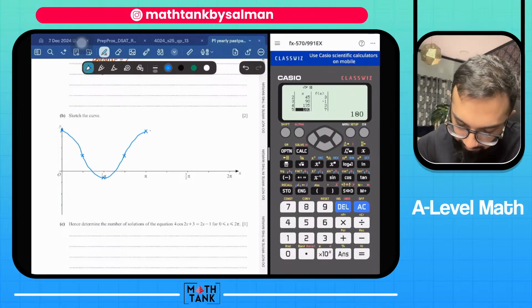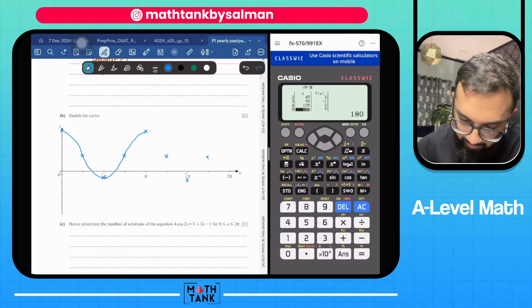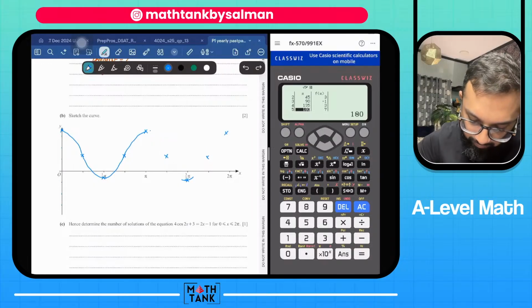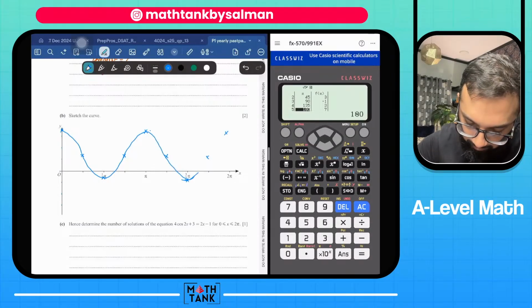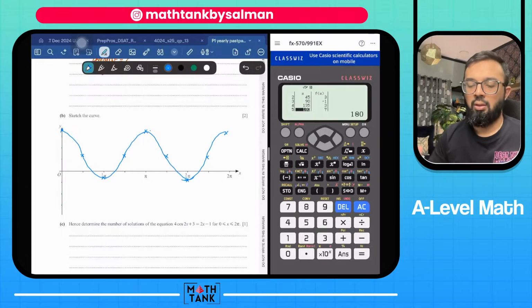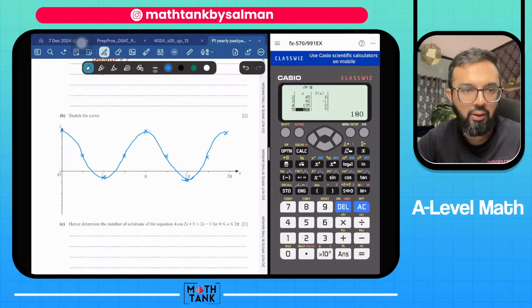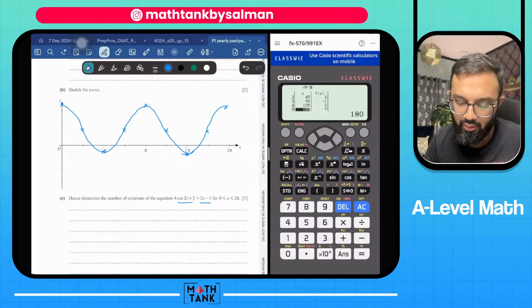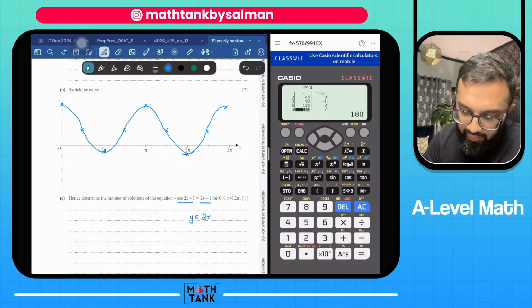Okay, and then another round of this. So okay, that is what your graph should look like. Hence, determine the number of solutions with this equation. So I will have to draw this other graph as well. How do I draw this other graph?